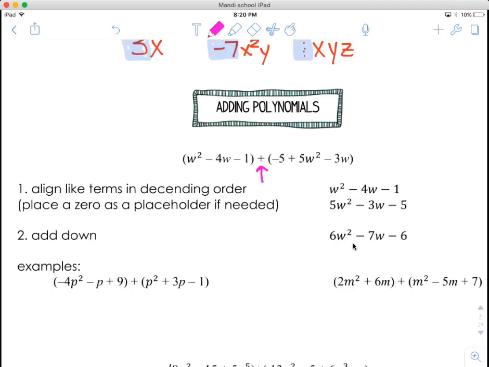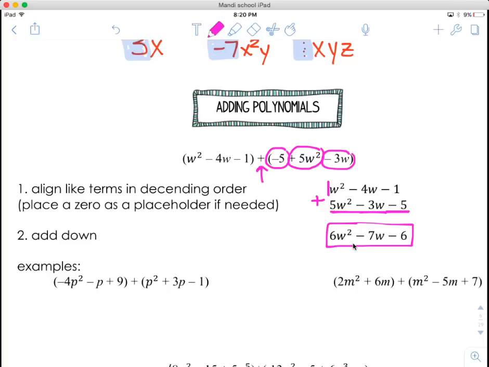Except that this one was in a different order. So we wanted to start with the highest one first. That's why we put it there. Then we went to the next highest, so we put it there. And then we went to the one that didn't have an exponent, and we put it there. Then it says add down. So we want to make sure that we have invisible ones in there if we need them. So 1 plus 5 is 6w squared. Negative 4 minus 3 is negative 7w. And negative 1 plus a negative 5 is negative 6.